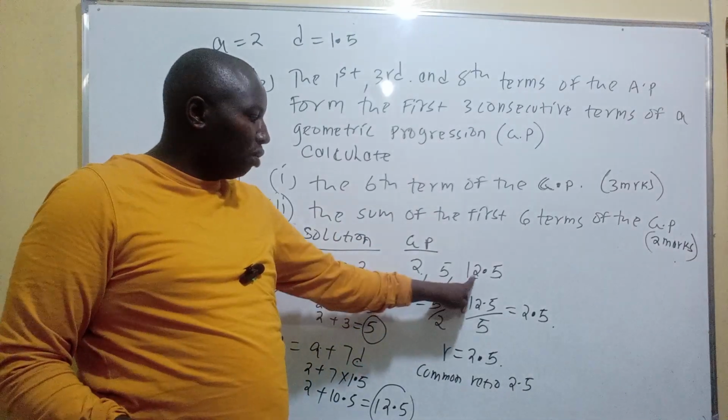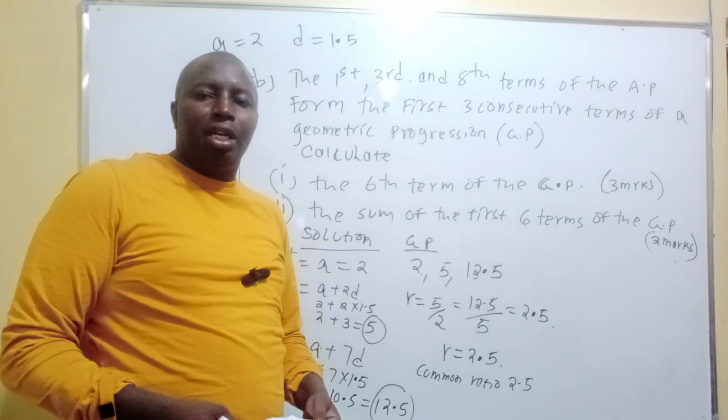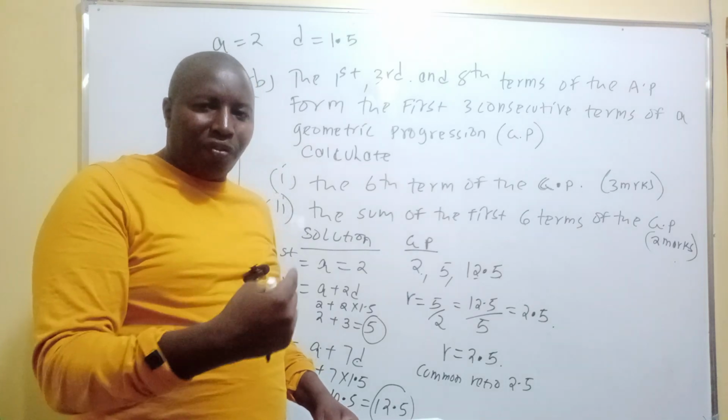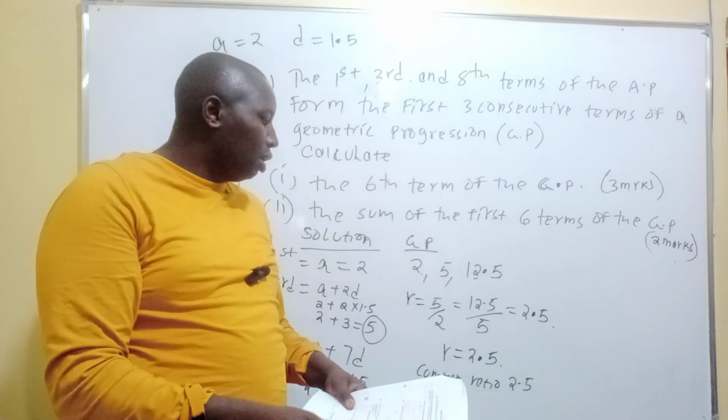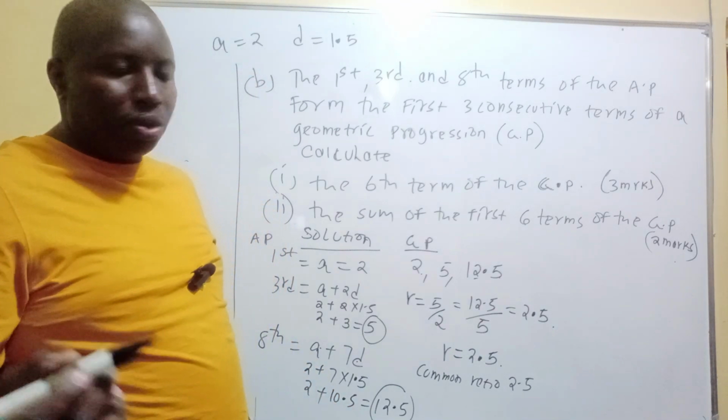That 2, 5, and 12.5. So that is a GP. Therefore, when you want to check for a GP, the ratio between any two consecutive terms, the second term over the first term, the third term over the second term, is equal to the common ratio. So our R is 2.5.